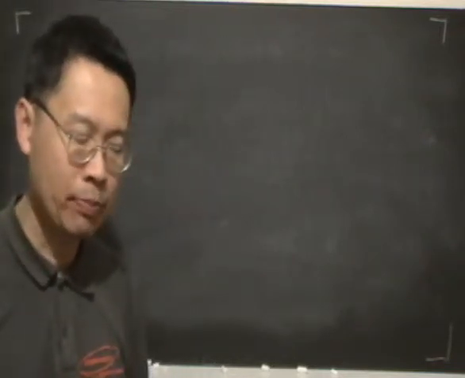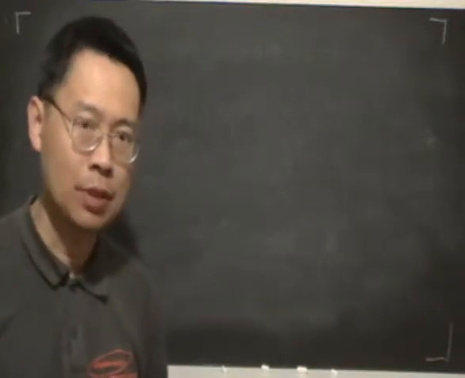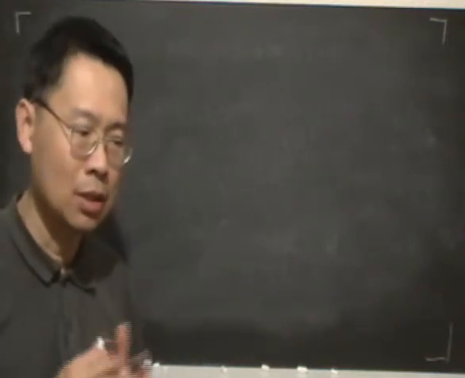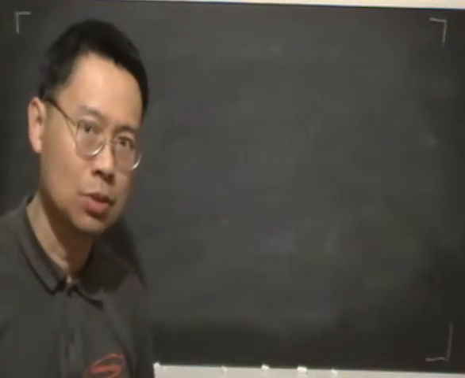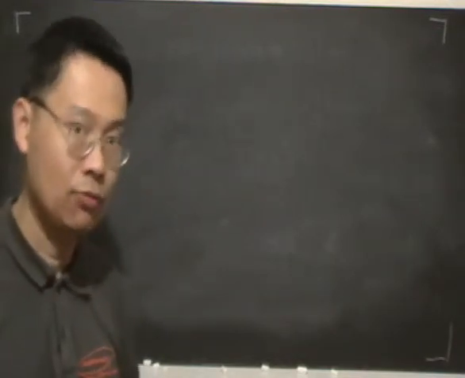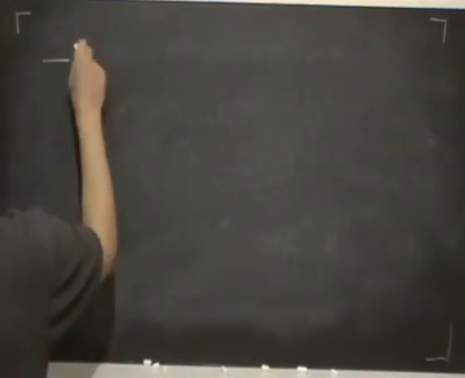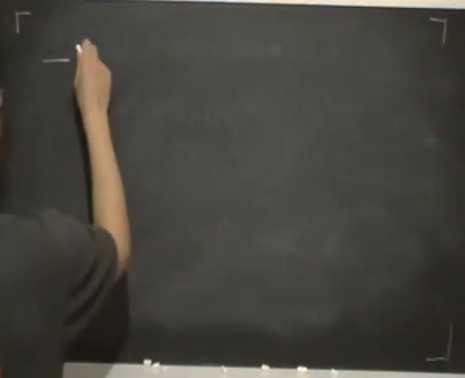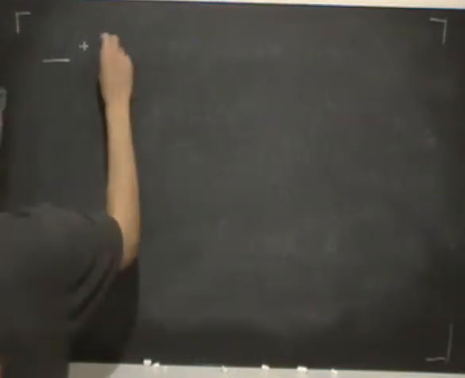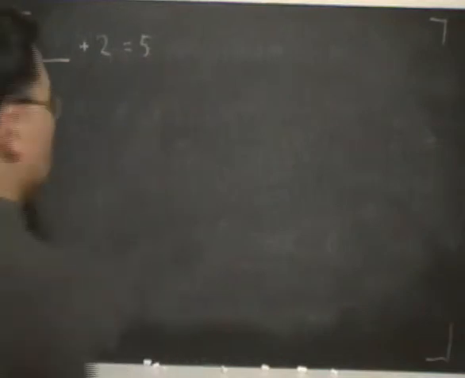Now, suppose there is a number. We don't know what this number is, but we know that if I add 2 to this number, I will get 5. So let me write down this problem like that. There's a number, I'll just use a blank to show that. We know that if we add 2 to this number, we get 5.